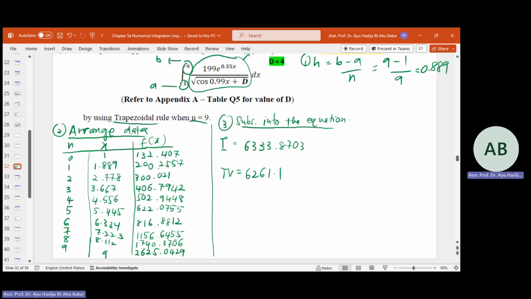Okay, do you get the same? The integration value, do you get the same as mine or slightly different? This one, 633. Then how do you know your answer is correct? Find the true value. Then only you know whether your answer is in the range or not.